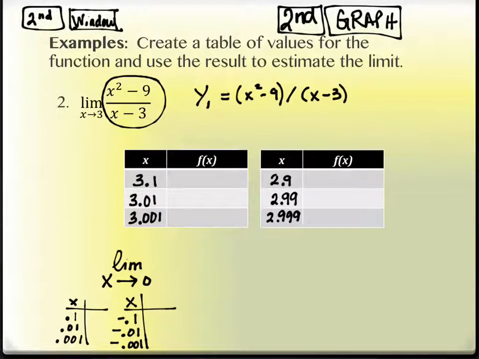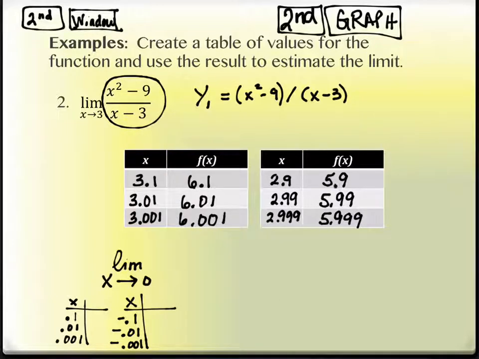Okay, so what did we get for the 3.1, 3.01, 3.001? What'd you guys get? Wonderful. And how about for the 2.9, somebody else? 5.9, 5.99.